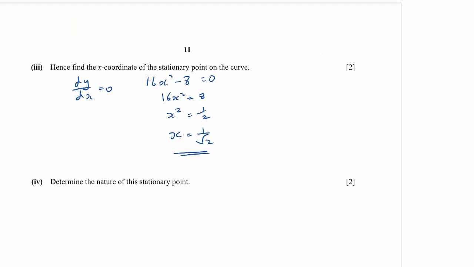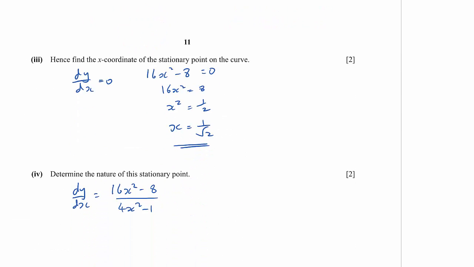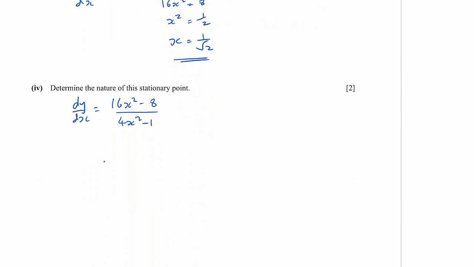And determine the nature of the stationary point. So we need the second differential. Now we know dy/dx is (16x squared minus 8)/(4x squared minus 1). Let me just check that that's the case. Yes, that's the case. So we need to differentiate this again, and it's a quotient. So u is 16x squared minus 8, and v is 4x squared minus 1. And I'm beginning to wonder if this is the best way of doing this. It's only 2 marks. Well, let's just go for it.